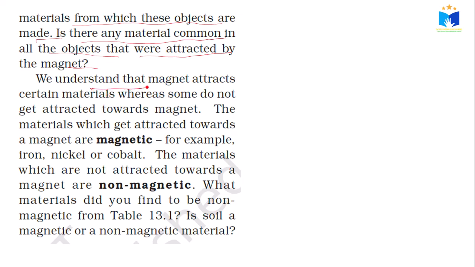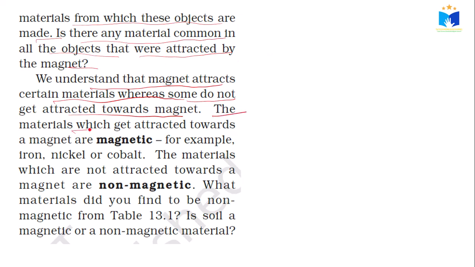We understand that a magnet attracts certain materials whereas some do not get attracted towards a magnet. So we are seeing which objects are attracted by the magnet, and also observing which objects are not attracted by the magnet.